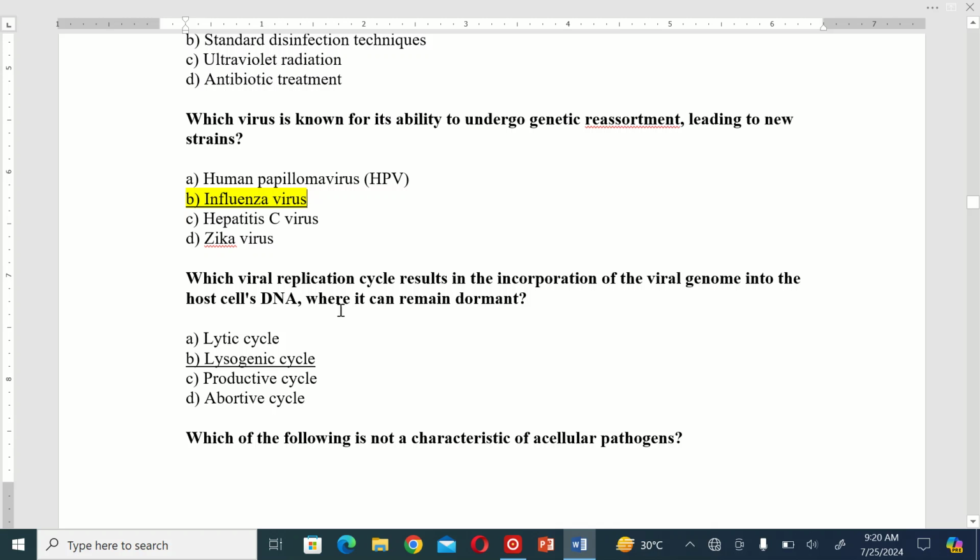The next MCQ is: which viral replication cycle results in the incorporation of the viral genome into the host cell's DNA, where it can remain dormant? A. Lytic cycle. B. Lysogenic cycle. C. Productive cycle. And D. Abortive cycle. So the correct option is B.